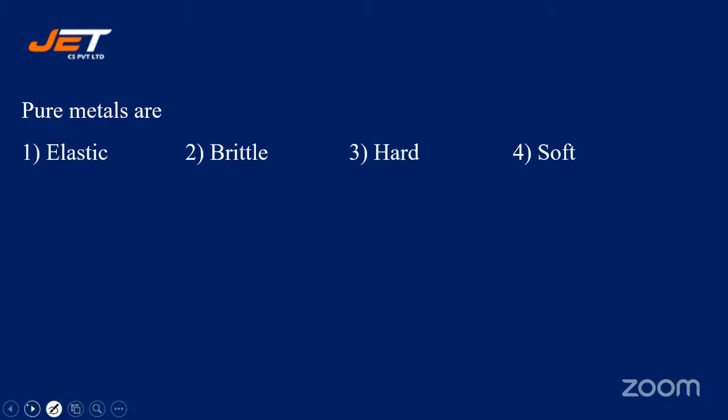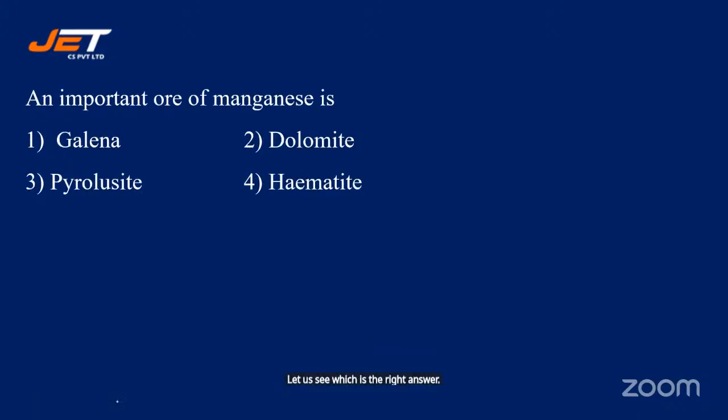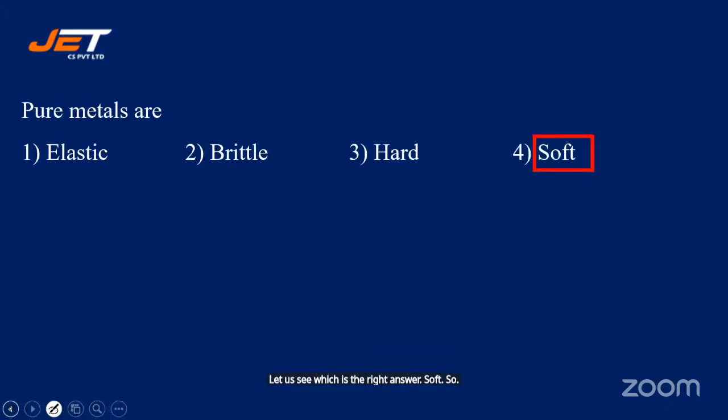Let us see which is the right answer. Soft. So pure metals are always soft in nature.